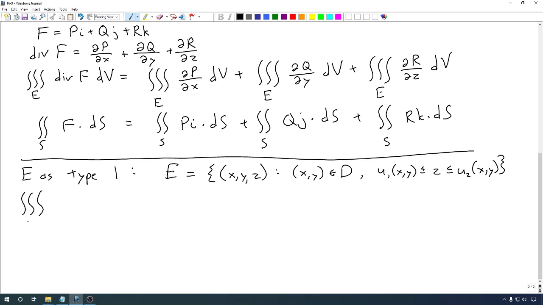So if we look at the triple integral over E of the derivative, I need that derivative in there. That's the integral. So the first two variables, x and y, are over D. So we'll do a double integral over D. And then we'll have an integral where we have our boundary for z.